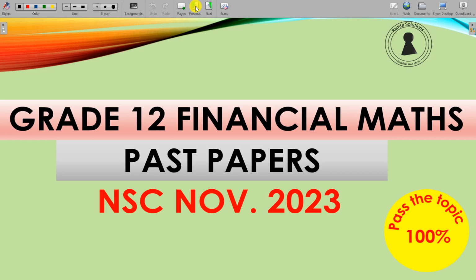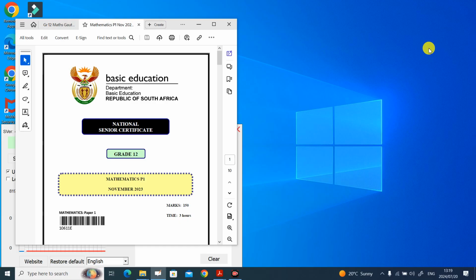We are looking at grade 12 financial maths, of course. In this past paper series, we're looking at a paper that was written by grade 12s. This is your final grade 12 national paper that was written in November 2023. So without any waste of time, let me open the paper so we dig in.